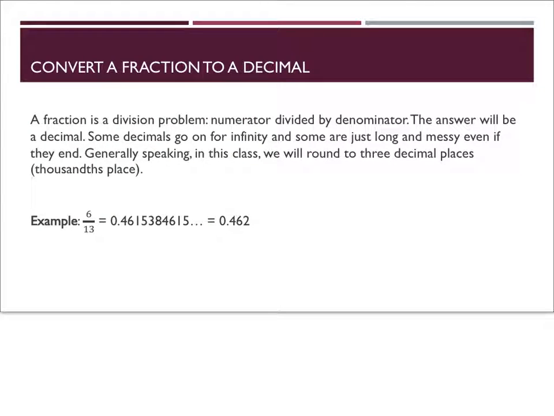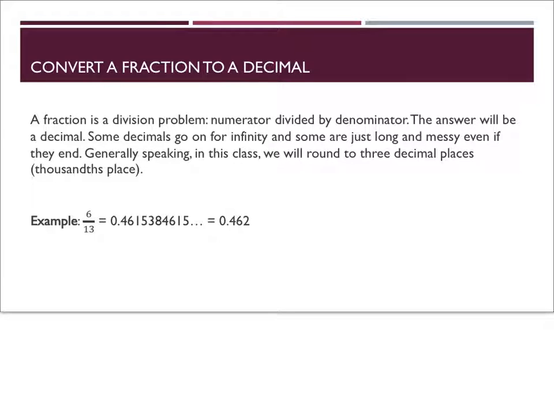A fraction is just a division problem, numerator divided by denominator. Now remember, we get to use calculators in this class. In fact, you're expected to use a calculator in this class. So when you do the division problem, top divided by bottom, if it doesn't work out even, you'll get a decimal. Some decimals are short, some decimals are long. We, generally speaking, will round our decimals to 3 decimal places. Every once in a while we'll go to 4, but those times are for particular instances, and I'll let you know when those are.